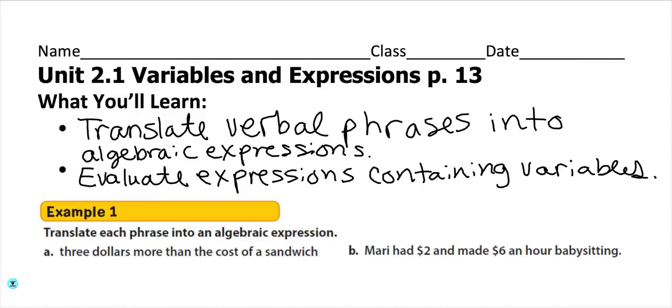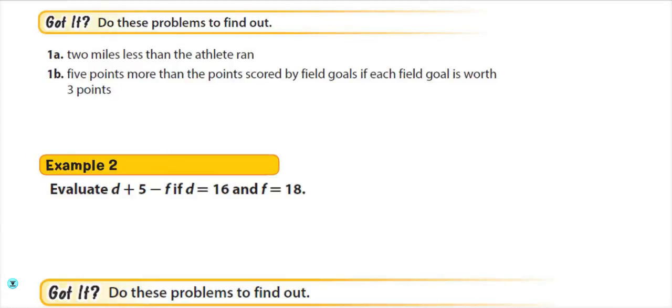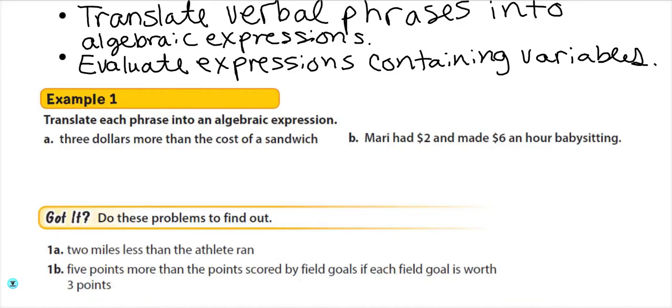All right, let's take a look at number 1 here. It says translate each phrase into an algebraic expression. Part A, $3 more than the cost of a sandwich. What I like to do is translate everything exactly how you see it first, and then come back and figure out what order it actually needs to be in. So $3 means 3. More than, in this case, means add. And then than is actually a special word. Than actually means to switch the order around. And then the cost in this case would be C.